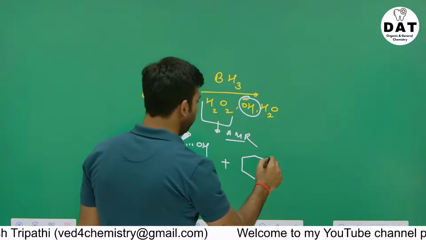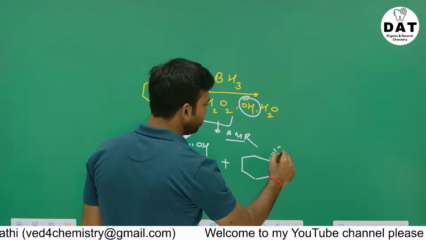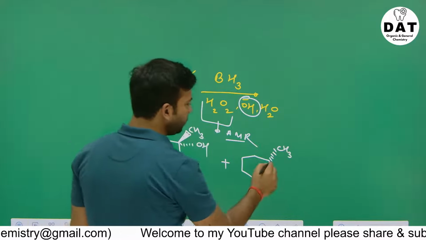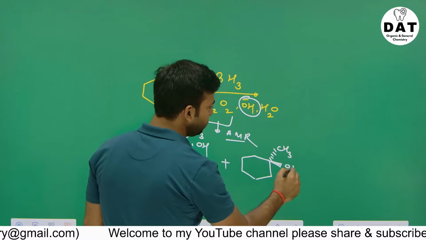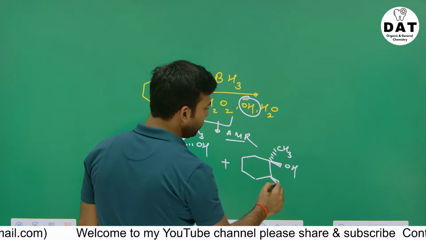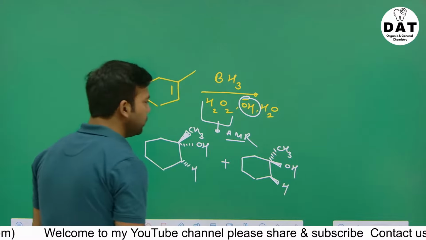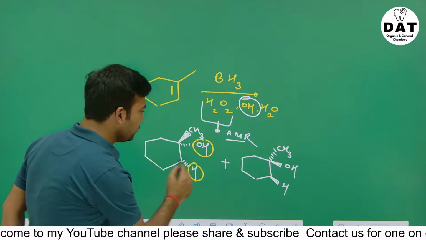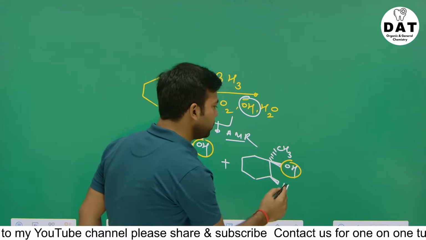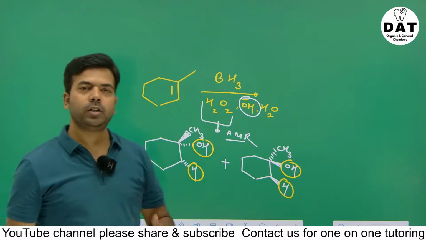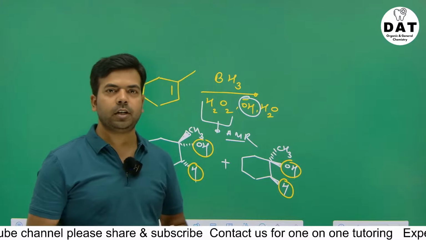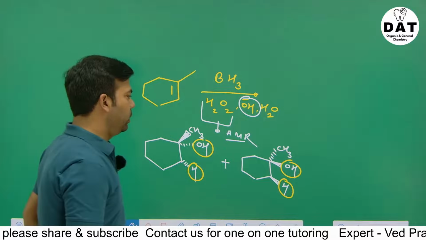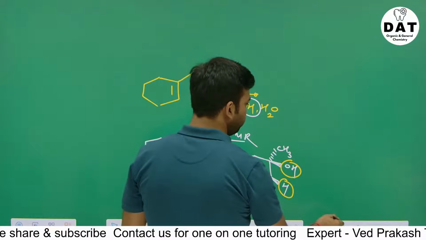If the methyl is on the dash, it means OH will be wedge and then hydrogen will be wedge as well. So this is a syn addition of this OH and H. You can see they have the same stereochemistry. So hydroboration oxidation and oxymercuration demercuration have similar properties with a few differences. Okay. Let's discuss a few examples.